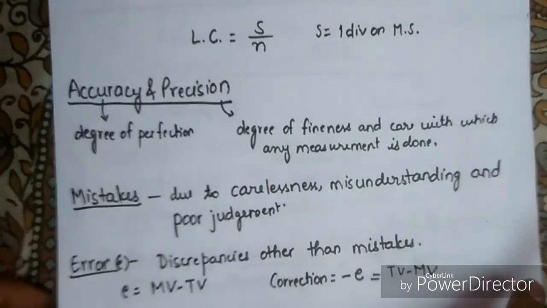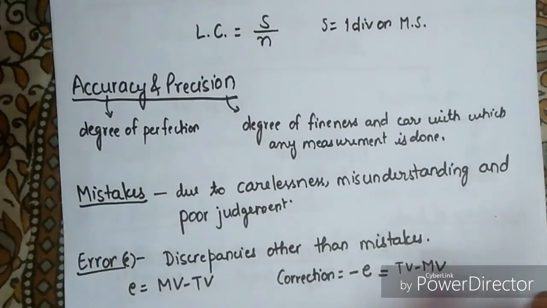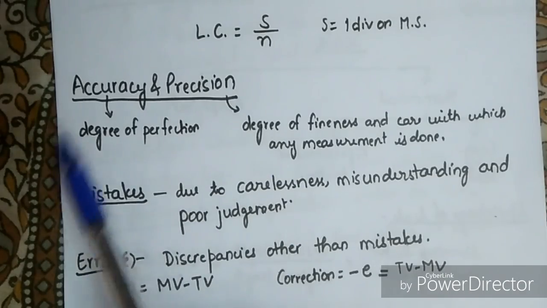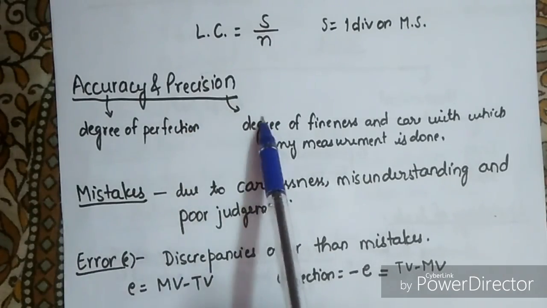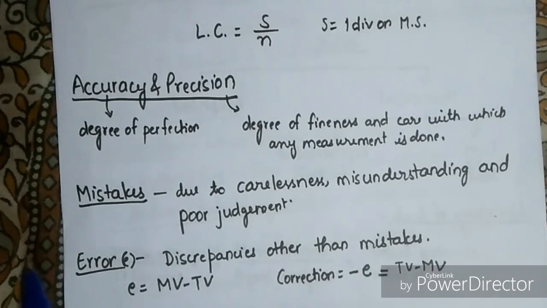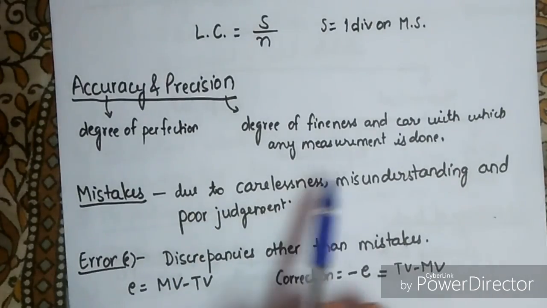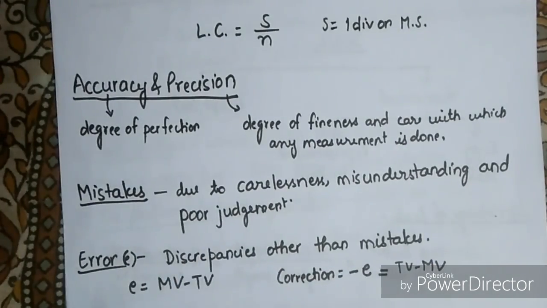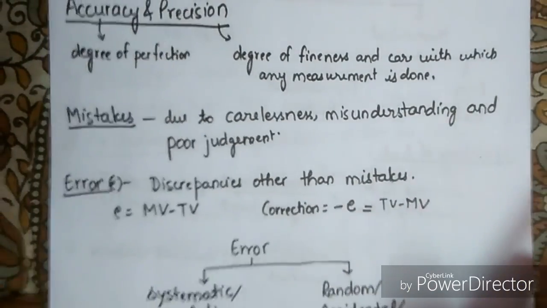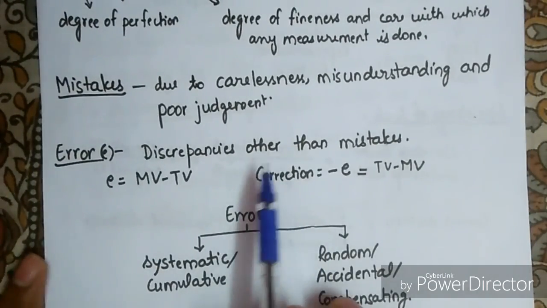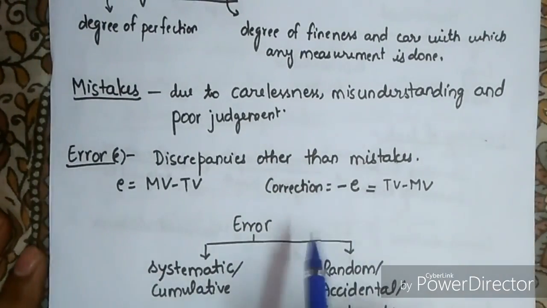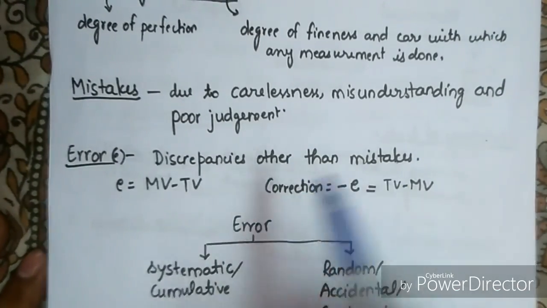Okay. Next topic is our accuracy and precision. What is accuracy? Accuracy is the degree of perfection, while precision is the degree of fineness and care with which any measurement is done. There are a few mistakes. Mistakes are due to carelessness, misunderstanding, and poor judgment. The errors are the discrepancies other than mistakes. These are due to instrumental or some other means.